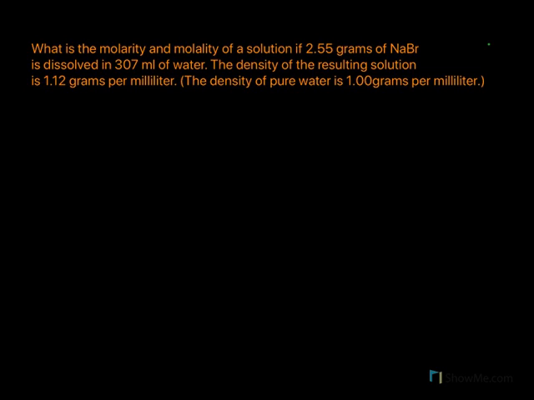Okay, so let's do some problems dealing with molarity and molality. What is the molarity and molality of a solution if 2.55 grams of sodium bromide is dissolved in 370 milliliters of water? The density of the resulting solution is 1.12 grams per milliliter. The density of pure water is 1 gram per milliliter. So in this case, we can actually find molality pretty quick.